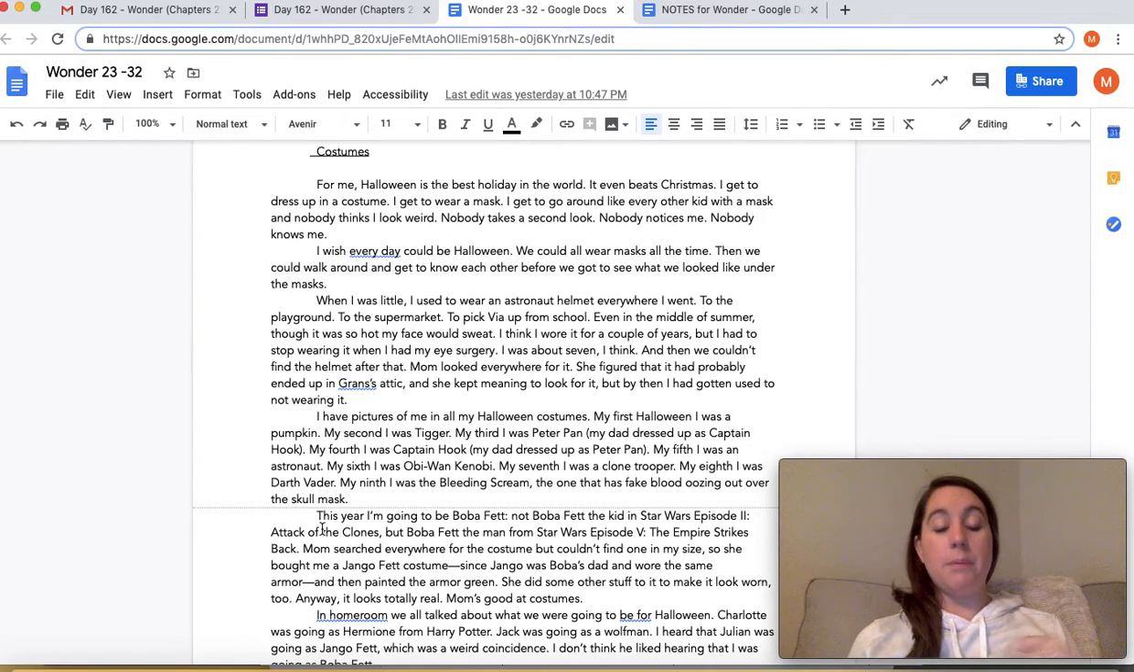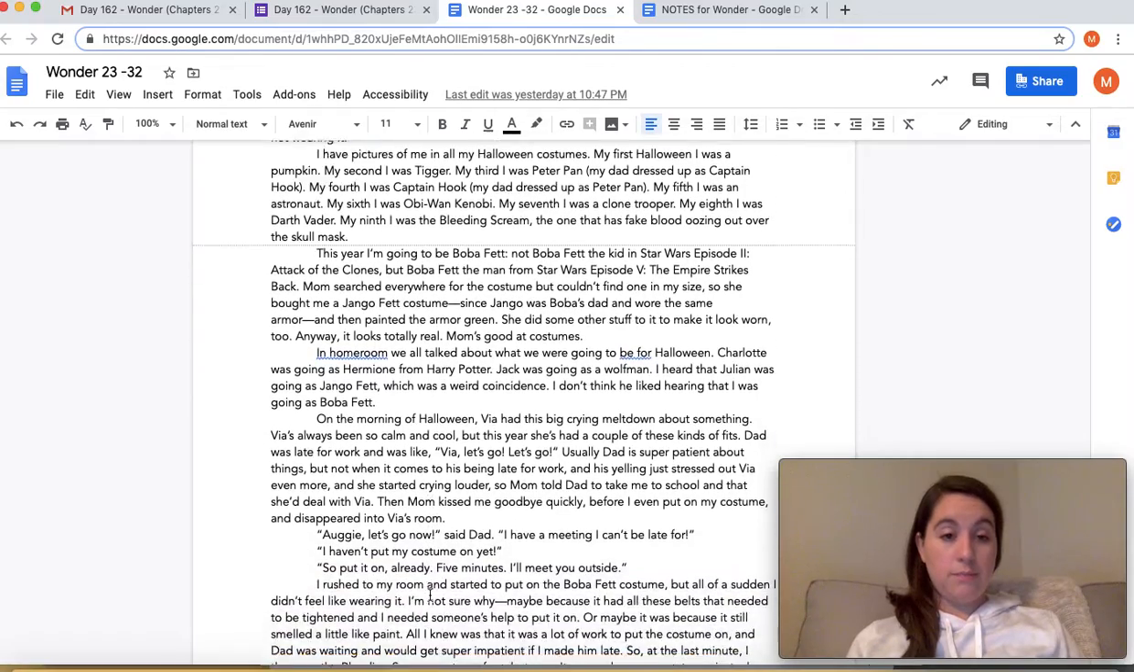This year, I'm going to be Boba Fett. Not Boba Fett, the kid in Star Wars Episode 2, Attack of the Clones, but Boba Fett, the man from Star Wars Episode 5, The Empire Strikes Back. Mom searched everywhere for the costume, but couldn't find one my size, so she bought me a Jango Fett costume, since Jango was Boba Fett's dad and wore the same armor, then painted the armor green. She did some other stuff to make it look worn, too. Anyway, it looks totally real. Mom's really great at costumes.